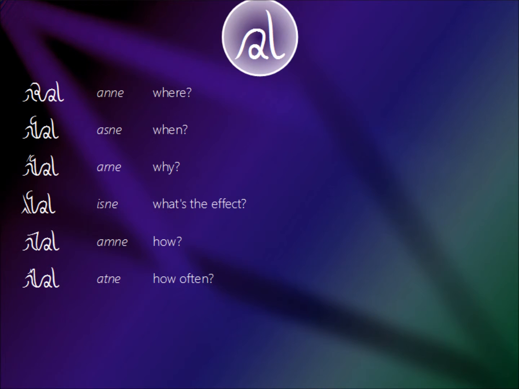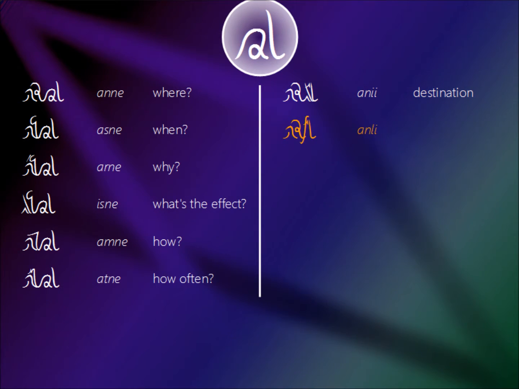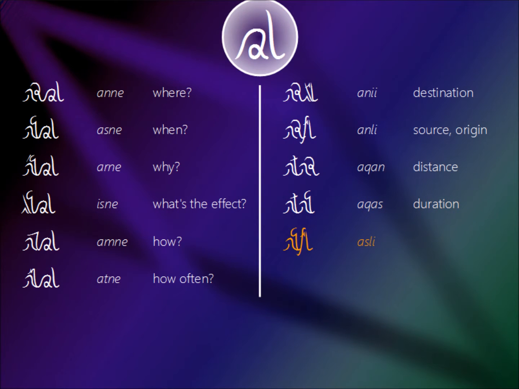Let's have some more fun with combinations of root words. Anyi, the target place, destination. Anli, the origin place, source. Akan, spatial length, distance. Akas, temporal length, duration. Asli, start time. Asyi, end time.